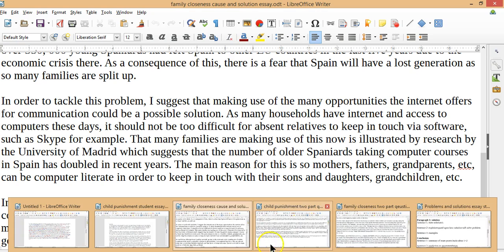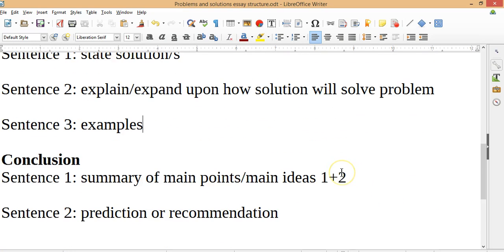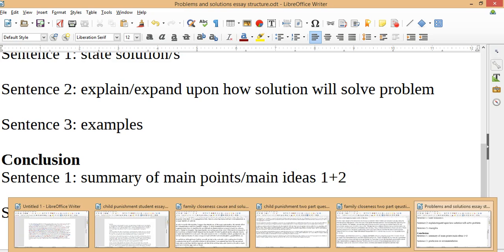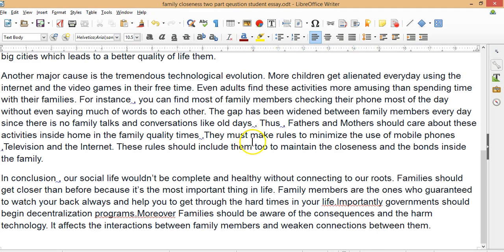So what's the conclusion? Well, basically it's a summary of your main points, and you can make a prediction or a recommendation if you like. So if you take a look, in conclusion, our social lives wouldn't be healthy without connecting to our roots. Should get closer. It's a one thing. Family members are guaranteed to watch your back. Well, that's basically irrelevant. Government should begin decentralization.